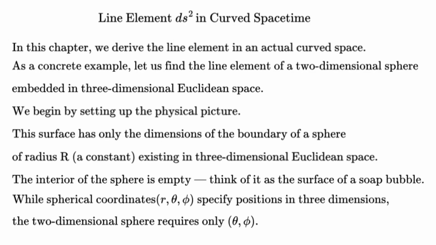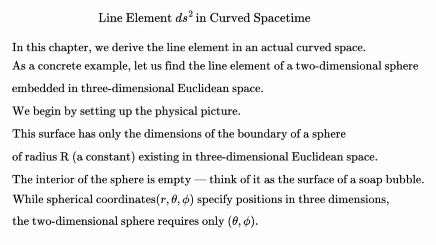Line element ds squared in curved spacetime. In this chapter, we derive the line element in an actual curved space. As a concrete example, let us find the line element of a two-dimensional sphere embedded in three-dimensional Euclidean space. We begin by setting up the physical picture.